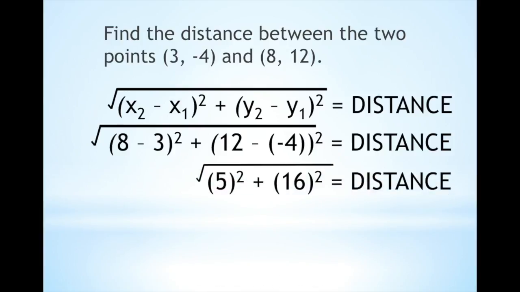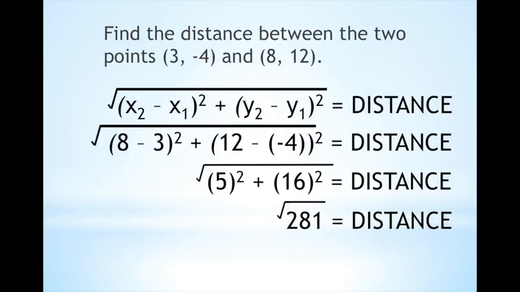Then we square both those numbers. 5 squared is 25, 16 squared is 256, and 25 plus 256 is 281. We then take the square root of 281, which turns out to be approximately 16.8 units. And that's our distance. All right, so that's the distance formula. It's just basically the Pythagorean theorem modified for a different purpose.